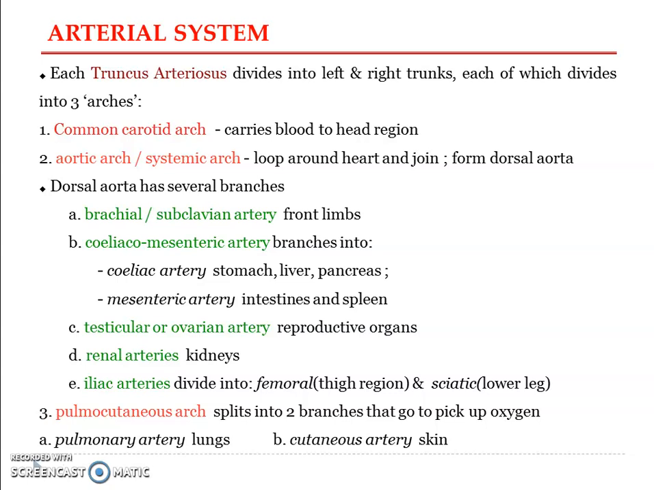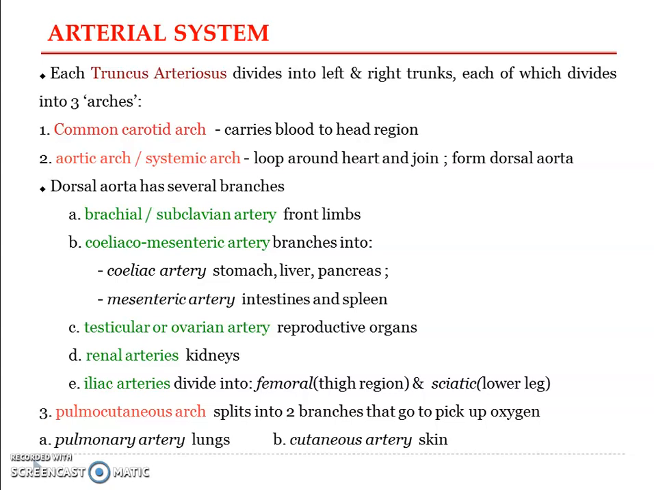In the frog arterial system, you can see that the system begins with the truncus arteriosus, which divides into two large left and right branches or trunks of the truncus arteriosus, and each branch divides further into three aortic arches: the anterior carotid arch or the common carotid, then the aortic arch or the systemic arch, and then the pulmocutaneous. So it's three larger arches or trunks. They arise from the truncus arteriosus.